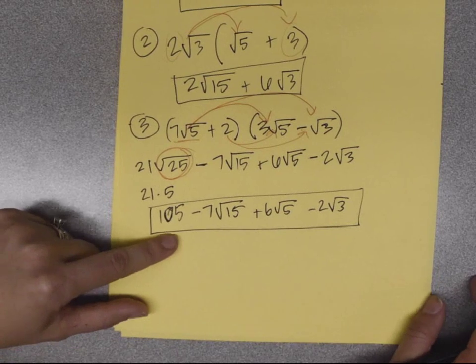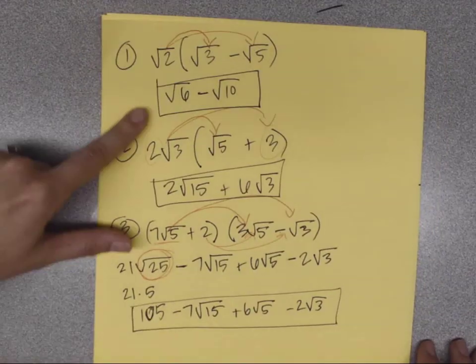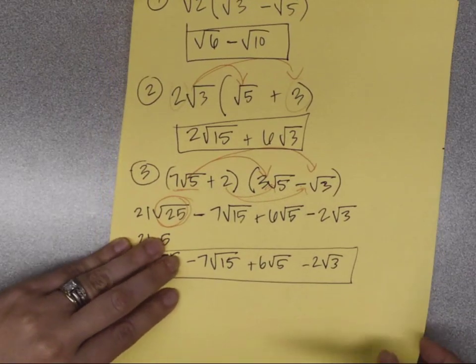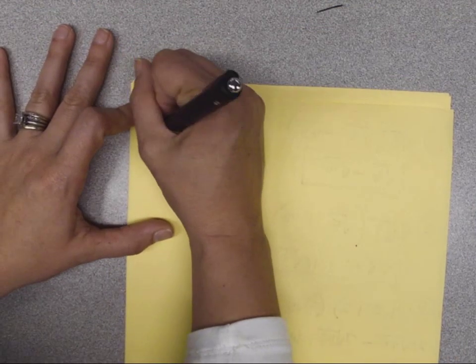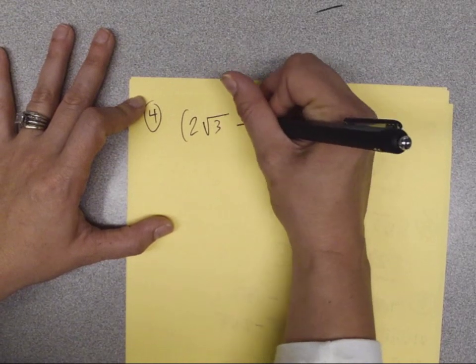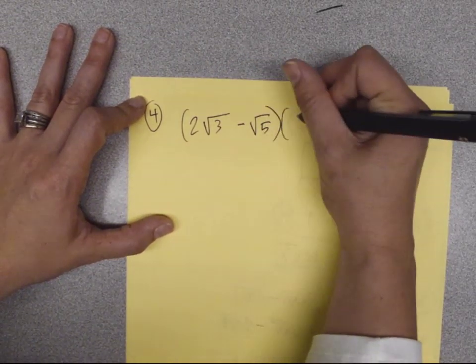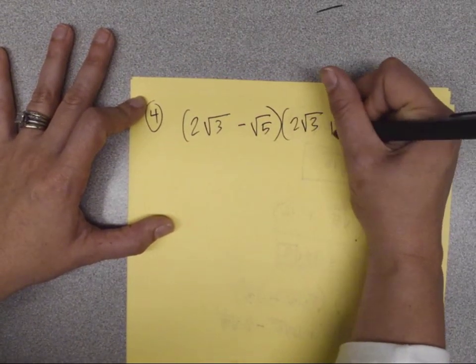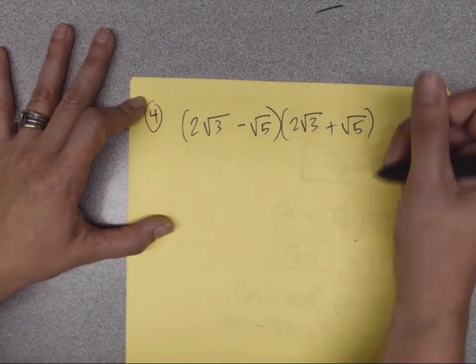Okay, these answers are kind of ugly for the most part, if you noticed. There is one problem. This is our last problem we're going to do in this video. If I had the problem 2 square roots of 3 minus the square root of 5 times 2 square roots of 3 plus the square root of 5.